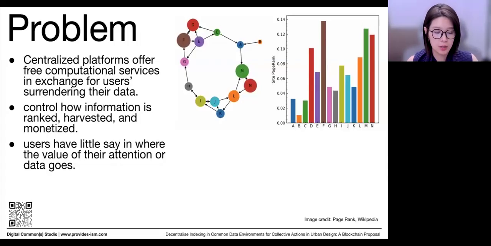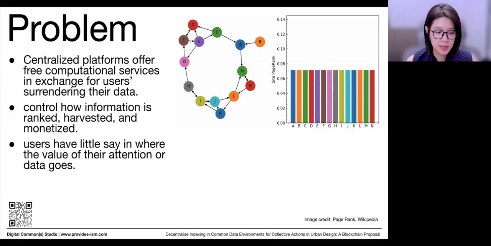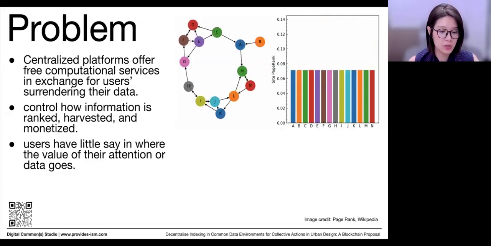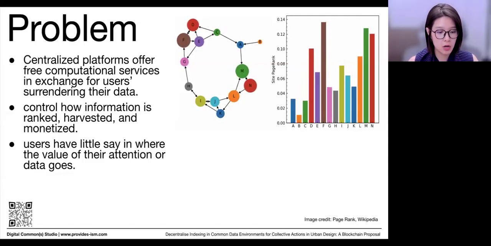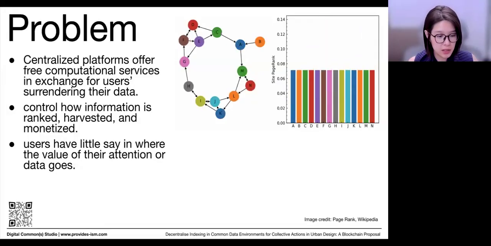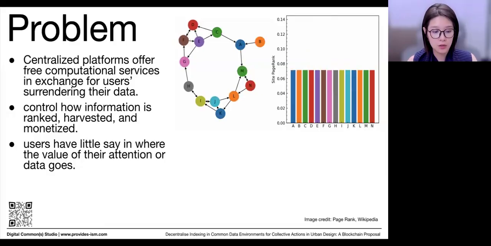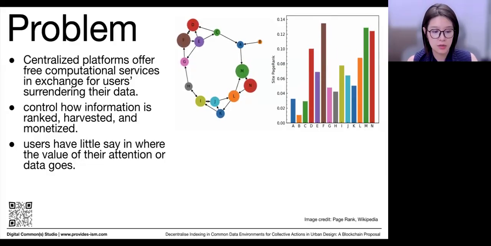Today's digital economy is dominated by centralized platforms like Google and Facebook. Basically, they offer free computational services in exchange for our data, which they then use to control how information is ranked, harvested, and monetized. While they offer a lot of convenience in our lives, including mine, users actually have little say in where the value of their attention or data goes.